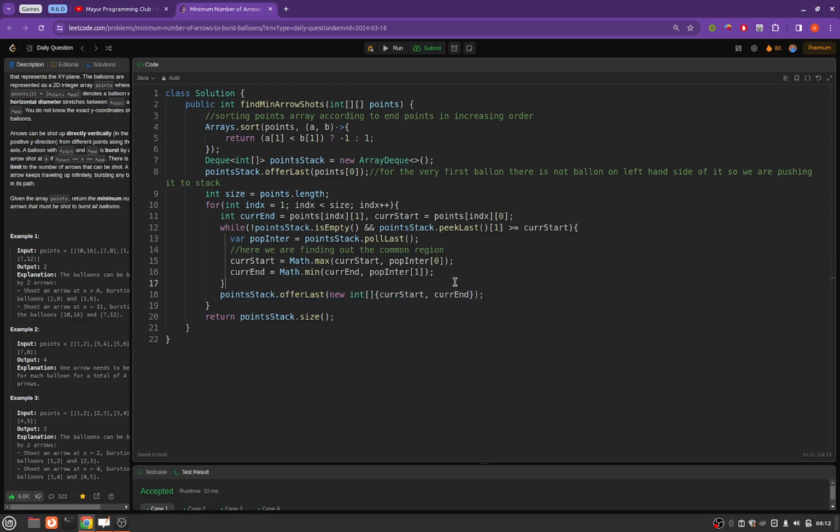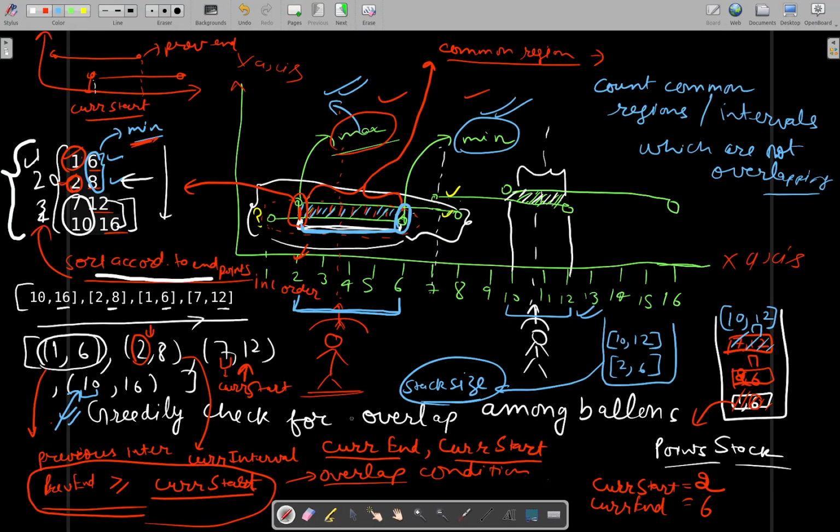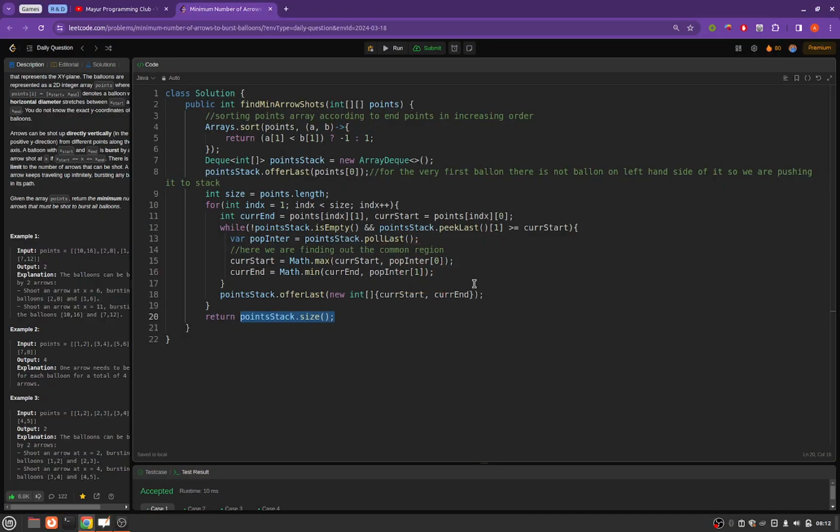Or even if there is no common region, then we will be pushing your current interval. And then simply you will be returning the size of the point stack, and this many arrows will be required at least to burst all the balloons. I hope you were able to understand this particular approach, and why sorting was required, why we were taking maximum here and minimum on this side just to find out this common region. That is how we will be solving this particular problem.